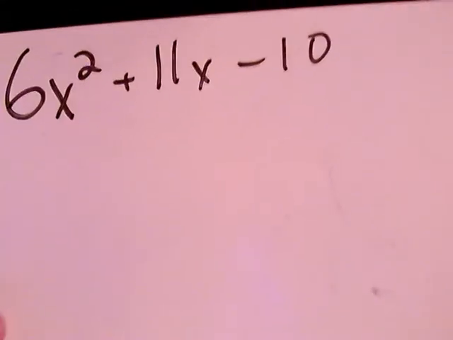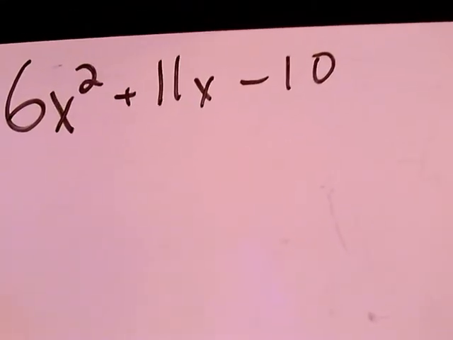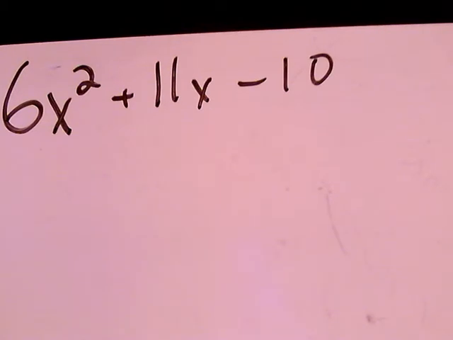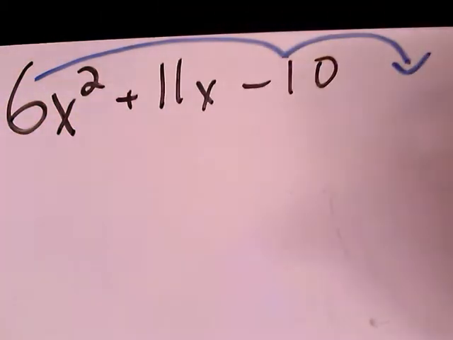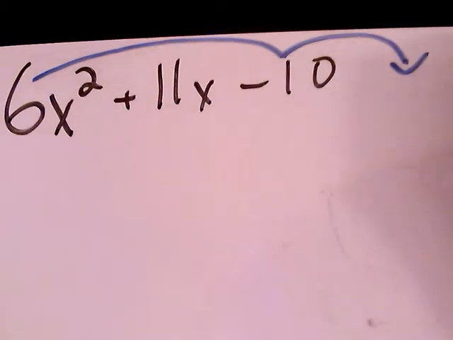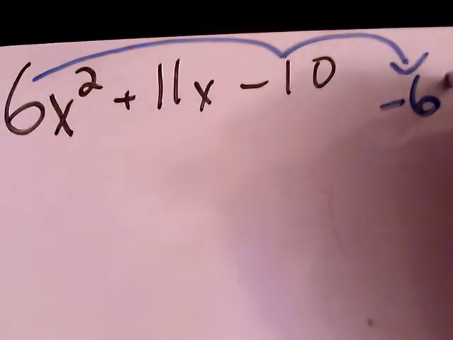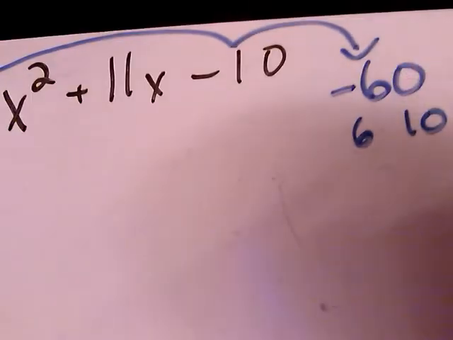Alright, so the second example, a little more challenging, but we do have to notice a few things going on here. Once again, we do our leapfrog method, but you notice we're not just taking 6 times 10, we're taking 6 times negative 10, which gives me a negative 60. So we get negative 60, so you can write all the factors out if you want.